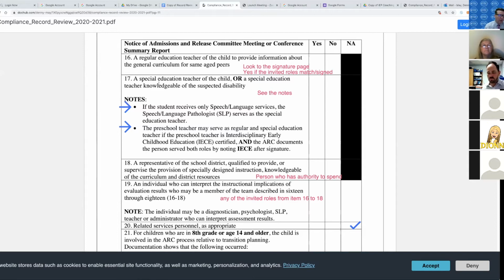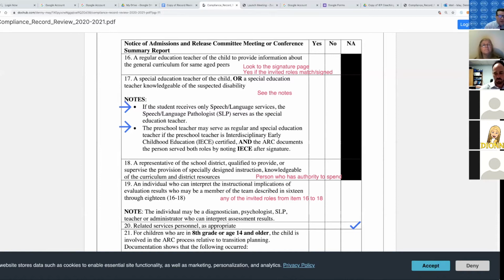So it's perfectly okay if we have someone, a special ed teacher, who needs to be called away for an emergency. Another special ed teacher at that school can fill in. And then it also says if the student receives only speech language services, the speech language pathologist serves as a special education teacher.